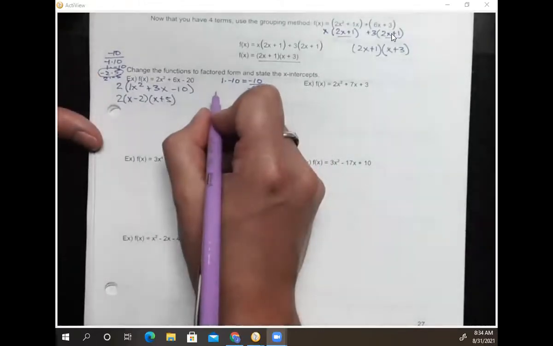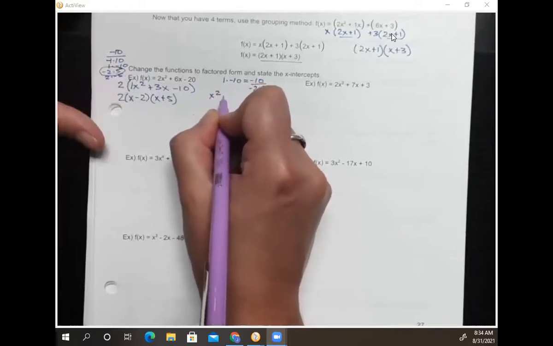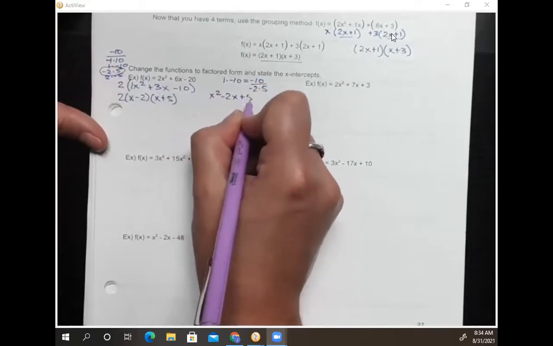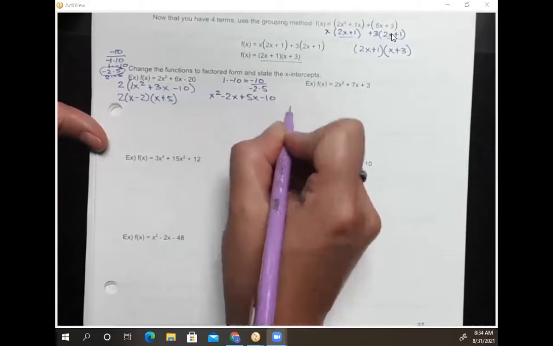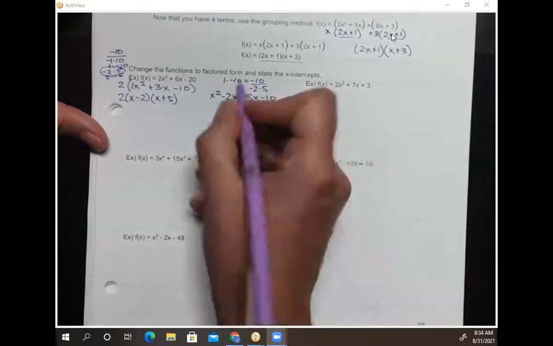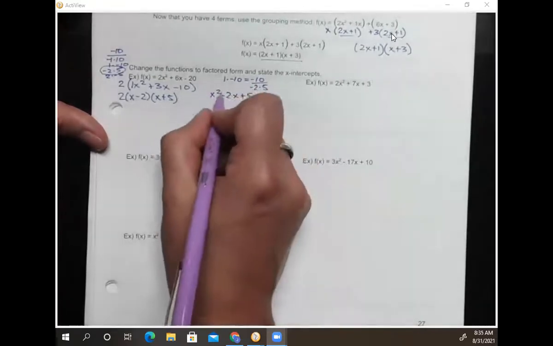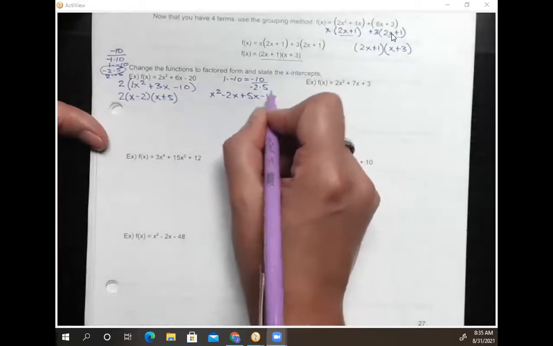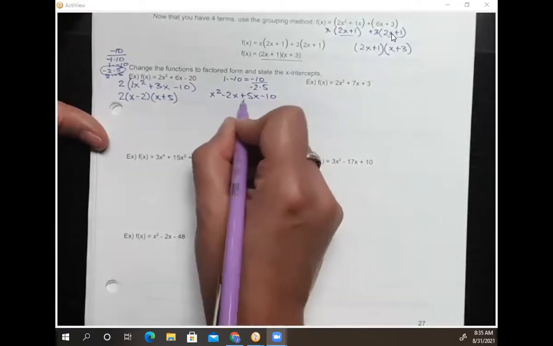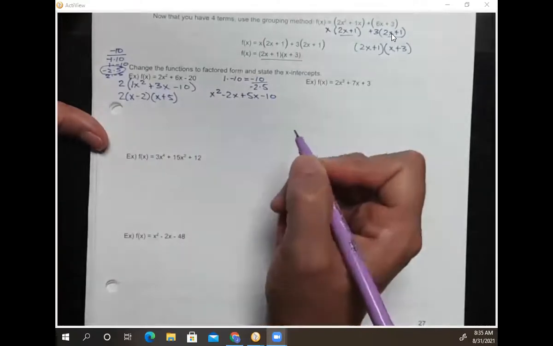So if I'm using AC method here, I'm actually going to rewrite this as x squared minus 2x plus 5x minus 10. The order on these is not important. You can correctly factor even if these two middle terms were swapped. Keep the first term at the front, keep your constant term at the end, but your middle two terms that we split up can be in any order.